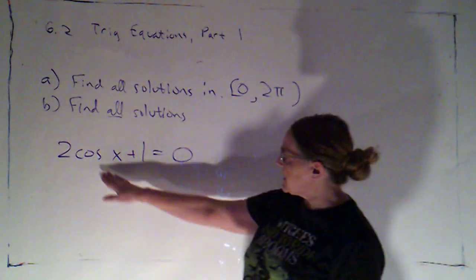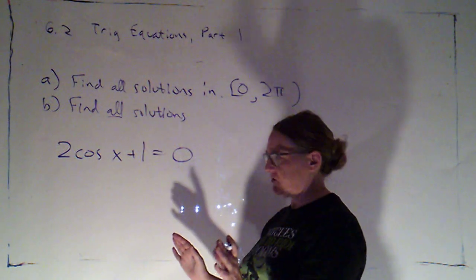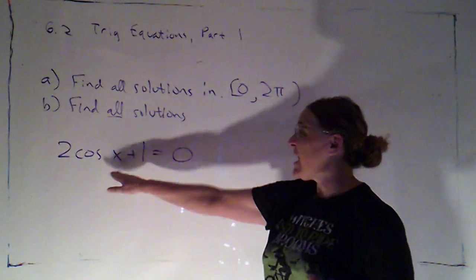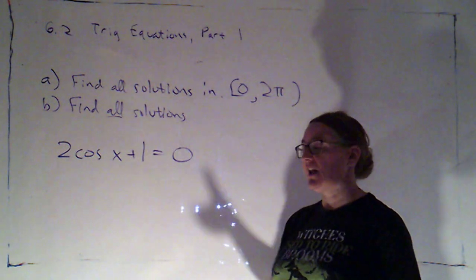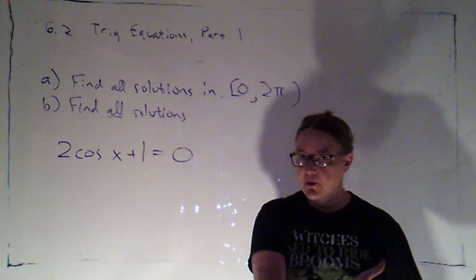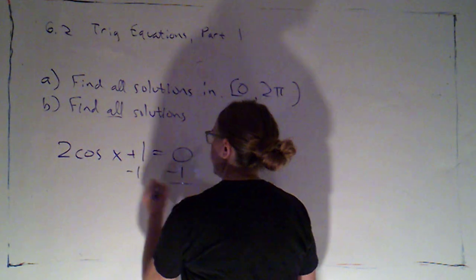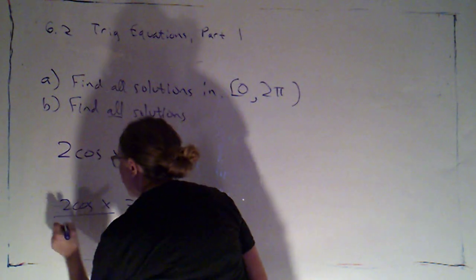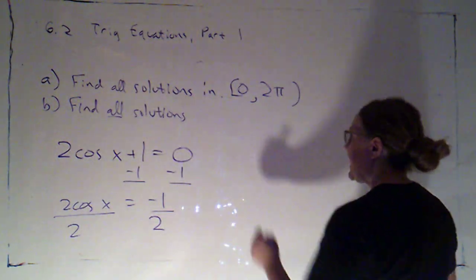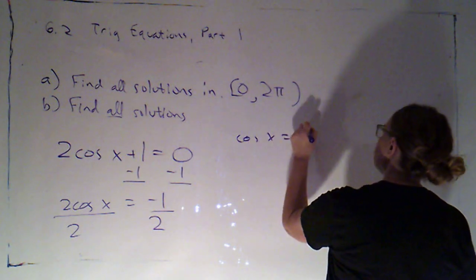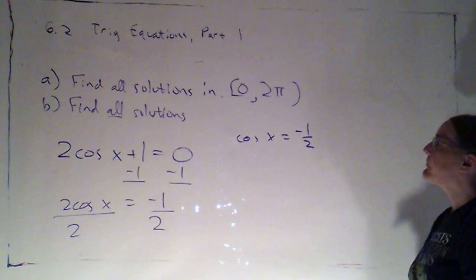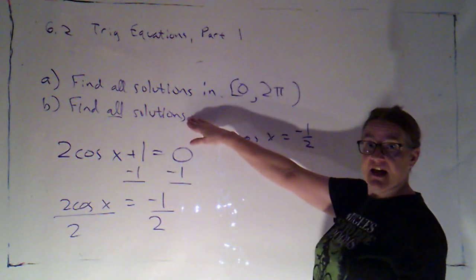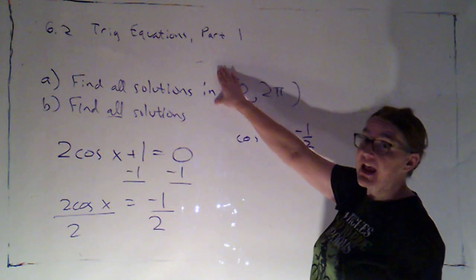Okay. So the first thing I would want to do when I just have one trig function, and it's not squared or multiplied by any other trig functions, I want to just isolate it. So I want to get things to look like a trig function equals a number. So I'm going to subtract 1 from both sides. So I get 2 cosine of x is equal to -1. I'm going to divide both sides by 2, and I'm going to get cosine of x is equal to -1/2. Now, even if I didn't have part A of these directions, if I was just asked to do part B, I would still do part A first.